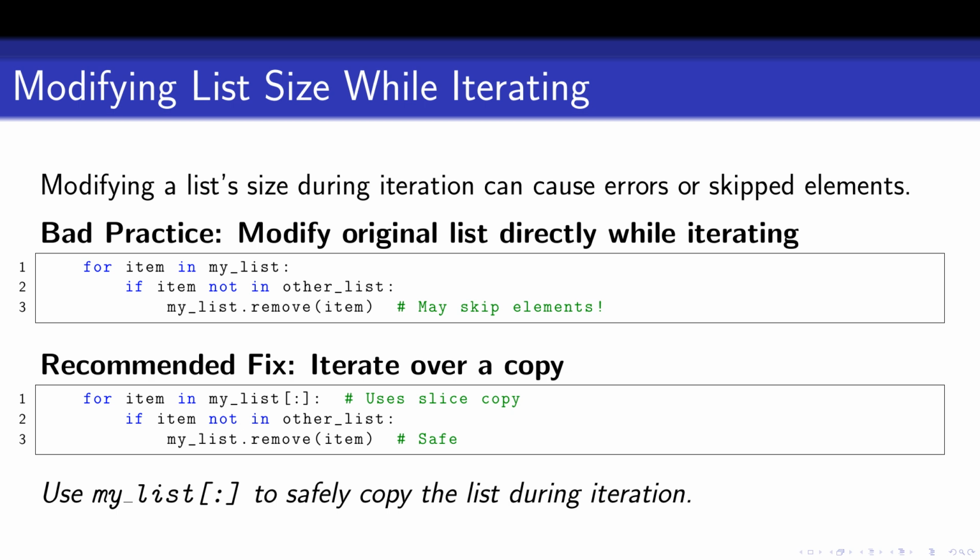A safer alternative is to iterate over a copy of the list using slicing, my_list with a colon in square brackets, so the iteration isn't affected by changes to the original. This approach allows you to filter out elements, move data between lists, or apply transformations without corrupting the iteration process. Using list copies when modifying during iteration is an essential practice for writing safe and predictable code.